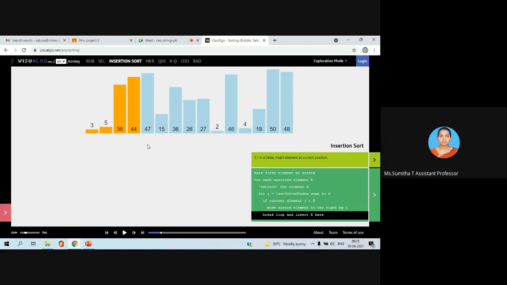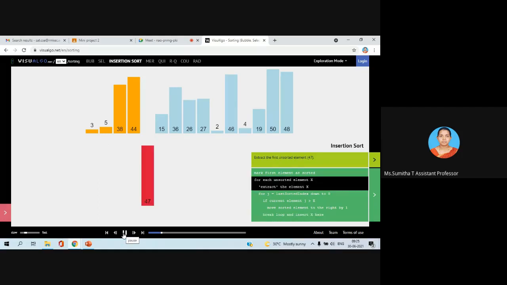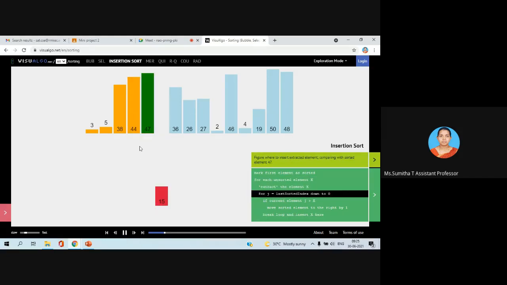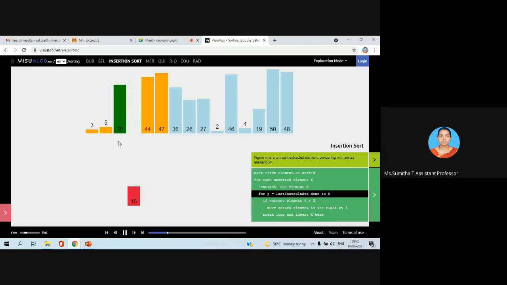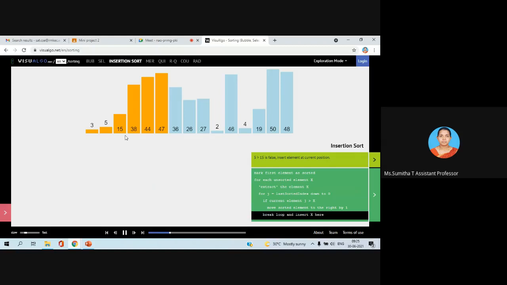First you have to pick one element and compare with the previous element. If the picked element is smaller, then we keep that position. Otherwise, go to the previous one, like that. See again: 15 is compared with 47, then compared with 44, smaller, compared with 38, again smaller, and compared with 5, greater. So we have to keep it here.